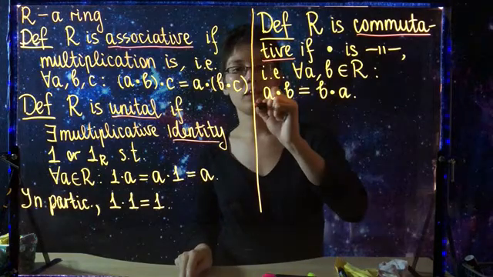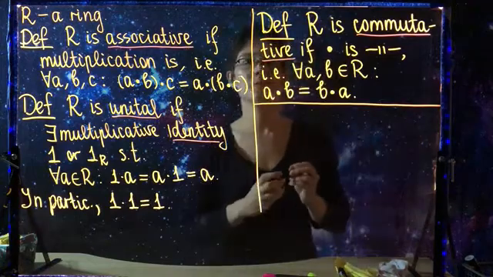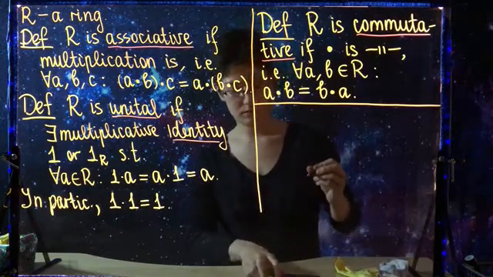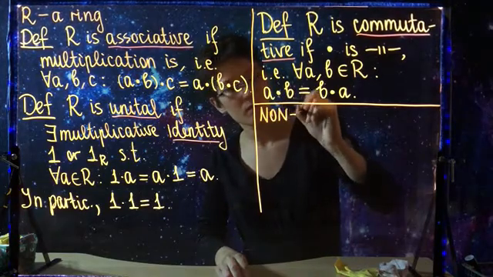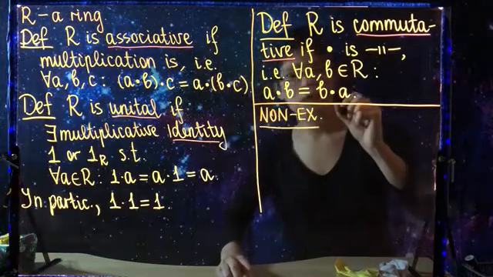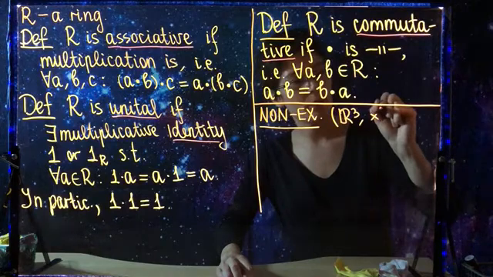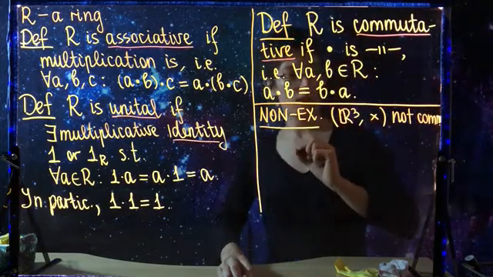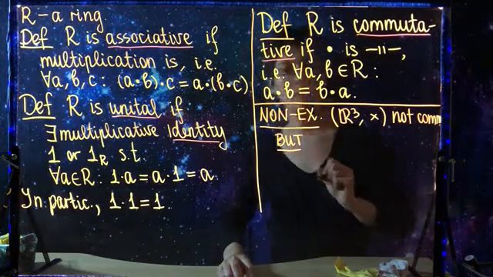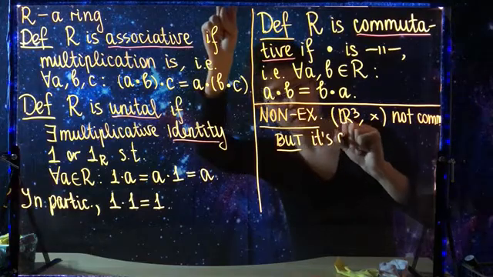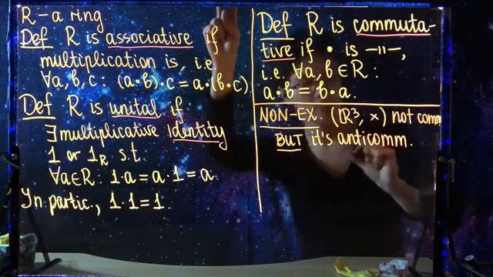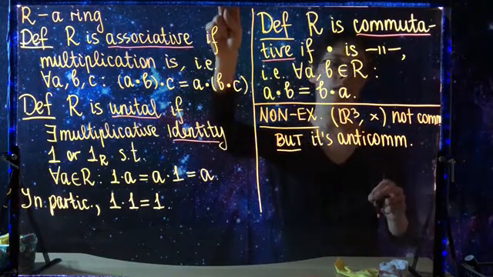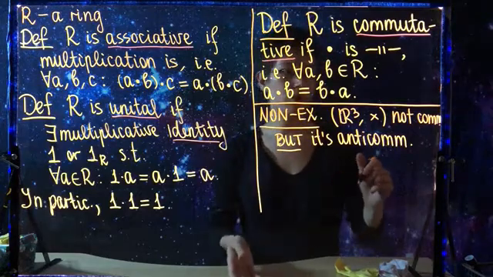And let us consider some examples. First, non-examples. R cubed with the cross product is not commutative, but it is anti-commutative, in the sense that a times b is equal to minus b times a. But let us not talk about it further.